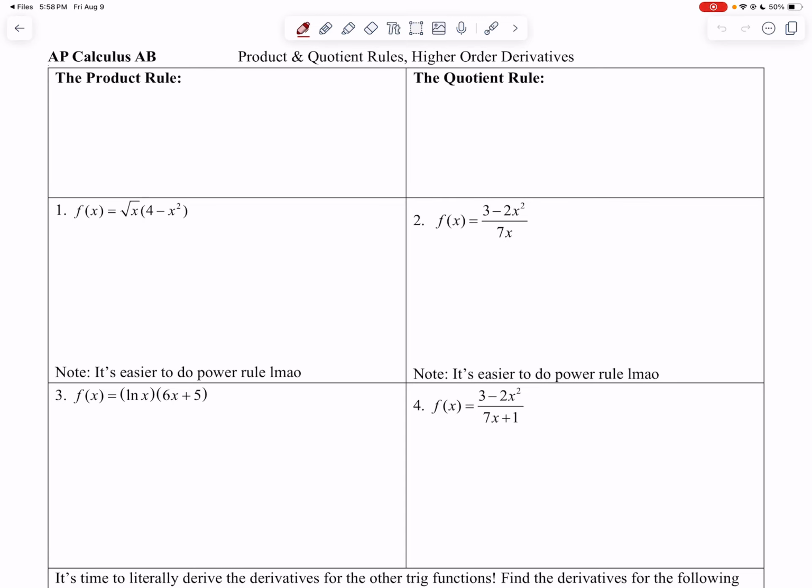Alrighty, in this video, we are going to be talking about the product and quotient rules, and then we'll talk a little bit about higher order derivatives. The product rule, this one's easy peasy lemon squeezy.